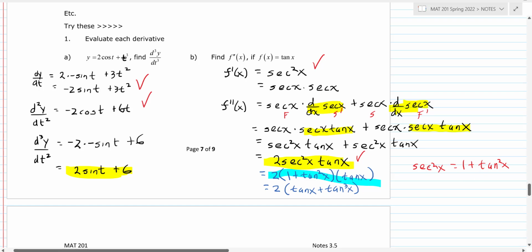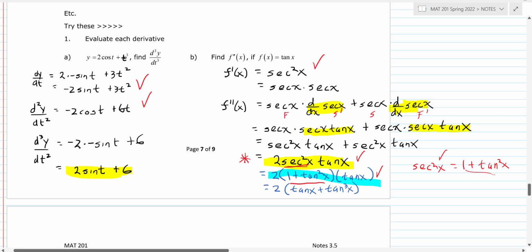You could use this identity that secant squared x is 1 plus tangent squared x. So you could do this substitution. You could substitute that for that. That would also be a good answer. Then you could distribute it out if you wanted to, but I don't think that's really necessary. I'm okay if you get to this point right here.